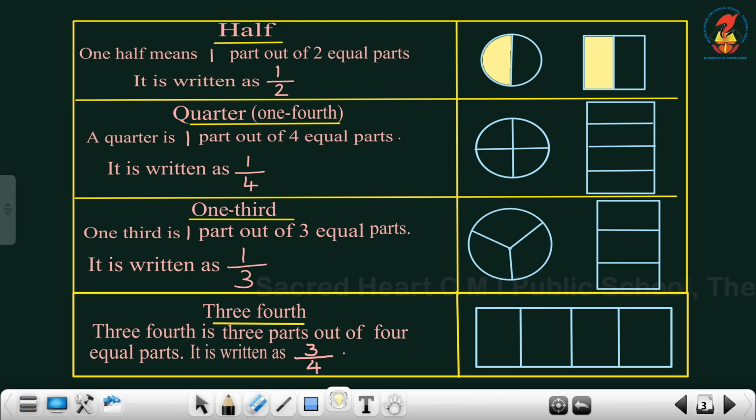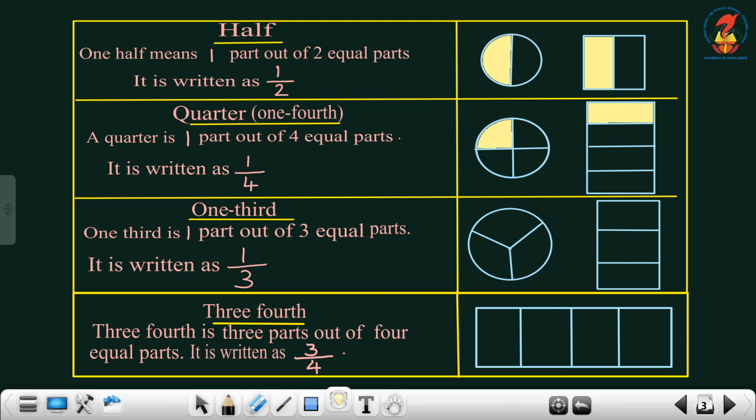Look here. This circle is cut into 4 equal parts. And one part out of the 4 equal parts is called the quarter. So this is the quarter. This one shaded portion is called the quarter. Understand? And what about this picture? Here there are 4 equal parts. 1, 2, 3, 4. And from these 4 equal parts, one part is called the quarter.